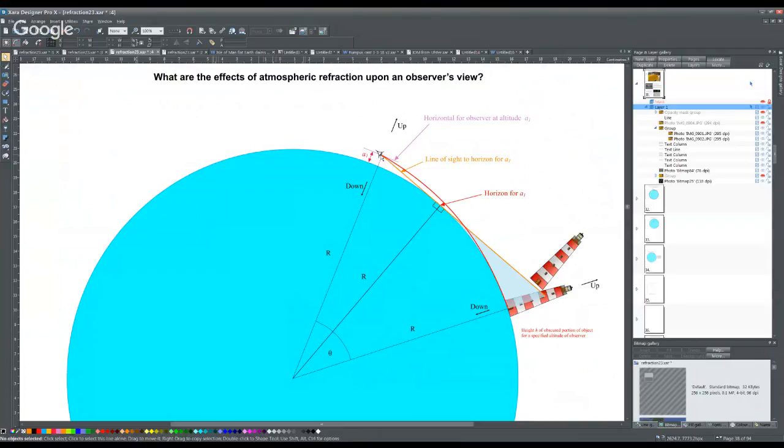It can't do anything else, really. And so as far as the eye is concerned, it sees the base of this lighthouse here and not here, because it assumes the light is coming in a straight line. And so that's following an arc.